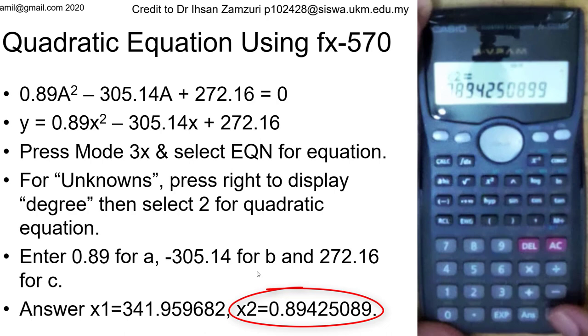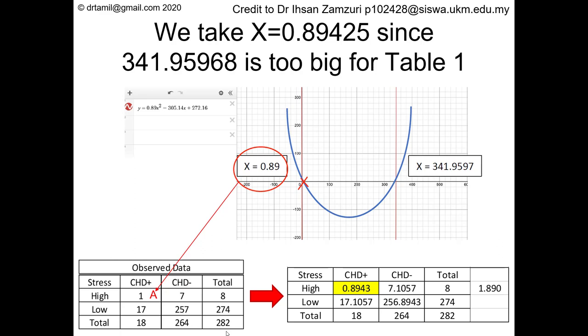Okay, so between these two values, we cannot use the first value because 341 is too big. As you can see here in the table, the total is 282. Therefore, A cannot be 341. So, therefore, A is 0.89425. As you can see here, I reduce it to 4 decimal points. So, it is 0.8943. Okay. So, we come up with this table. And based on this table, we continue the rest of the calculation.